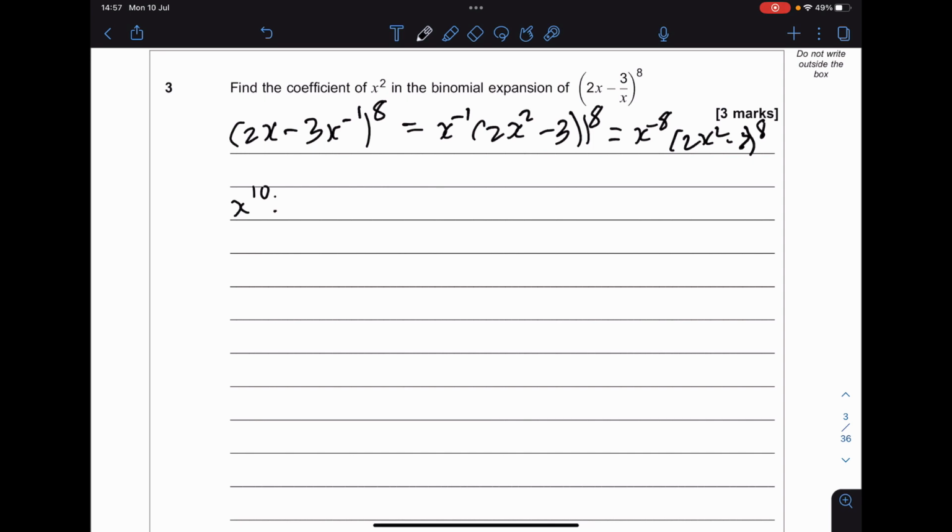So we need to look at 8 choose 5 of 2 to the 5 times minus 3 to 3. Make sure you put your numbers in brackets, otherwise you're going to get the incorrect value. And that's going to get you what? Minus 48384 here. And that's the coefficient as required.